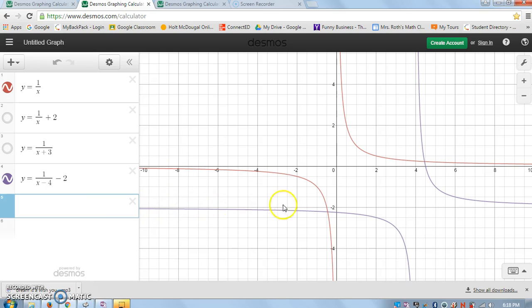So here's the purple one. The horizontal asymptote is at -2. It also shifted the graph to the right 4. So you notice the vertical asymptote is now right here at x equals 4 instead of x equals 0 like it was for the parent function. So these things are operating just like the parabola with the HK vertex form that we had.